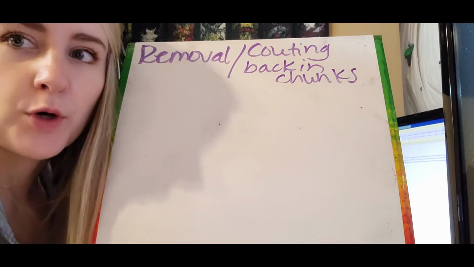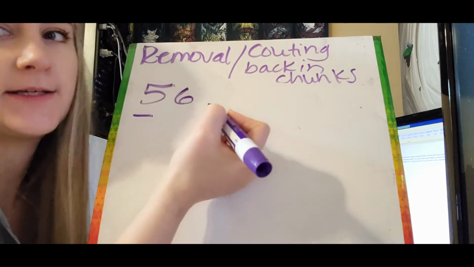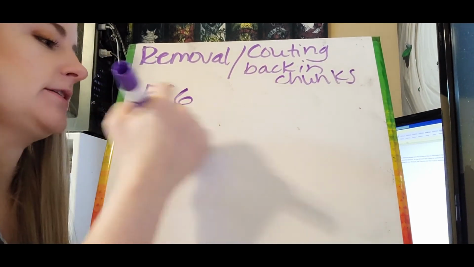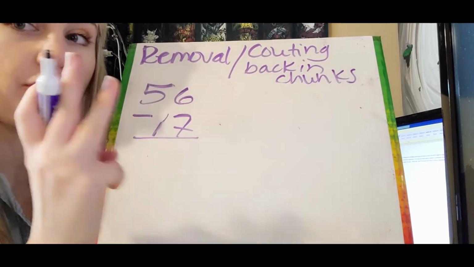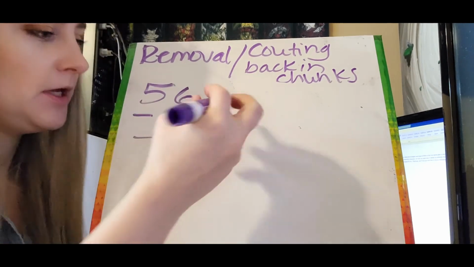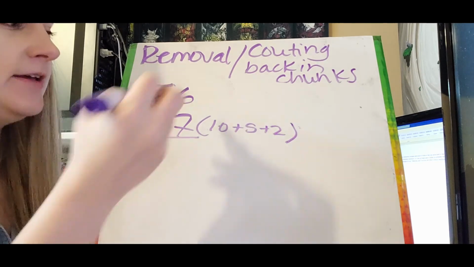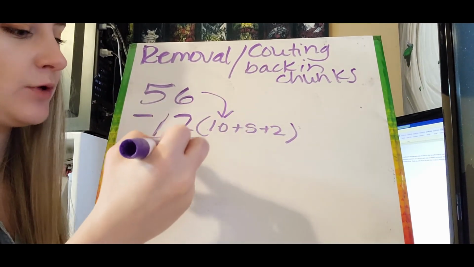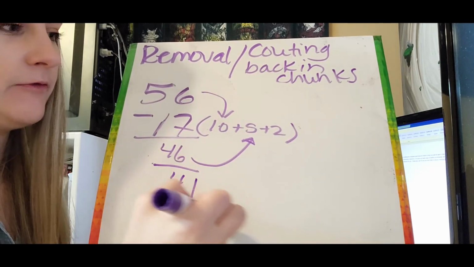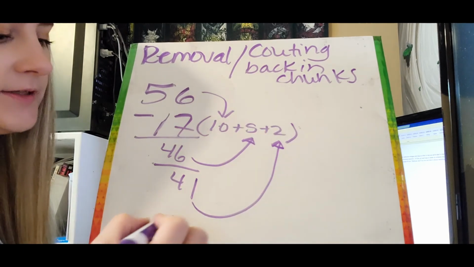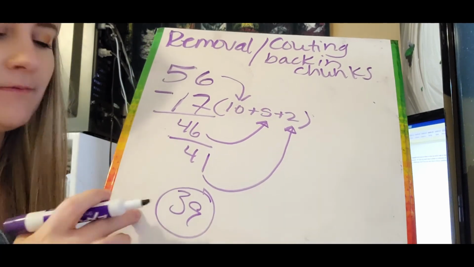Let's do just one more example. Let's do 56 minus 17. That's a good one. Now, how do I want to break this up? I'm going to break this up into three different numbers. So let's do 10 plus 5 plus 2. So 56 minus 10 is going to give us 46. 46 minus 5 is going to give us 41. And then 41 minus 2 is going to give us 39. And there's our answer, 39.